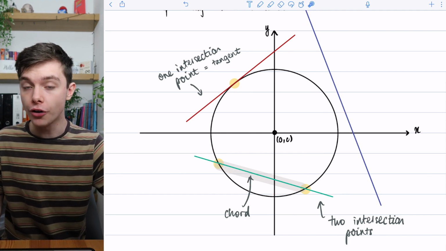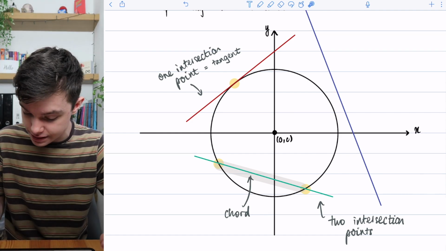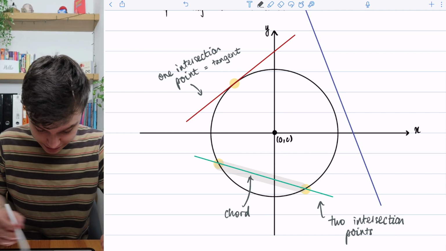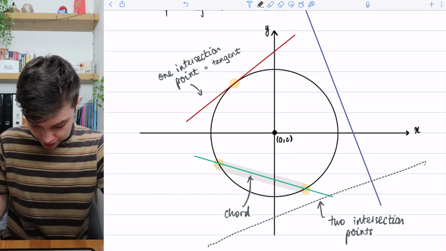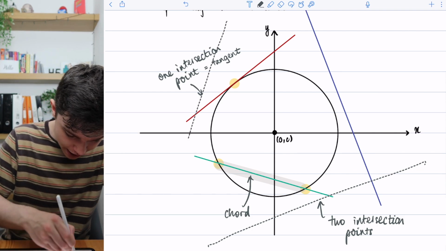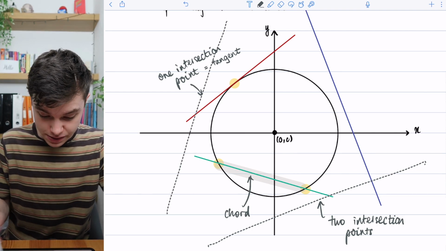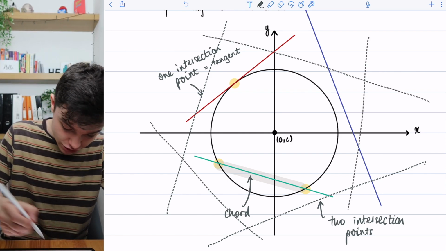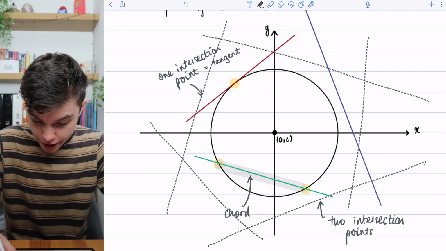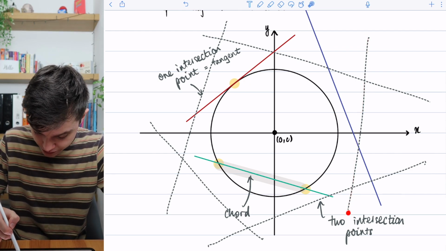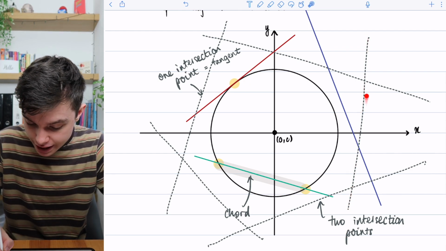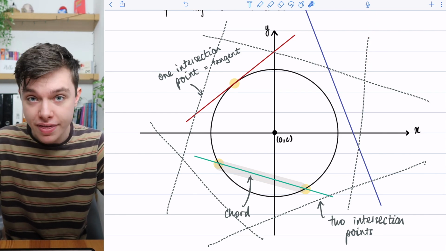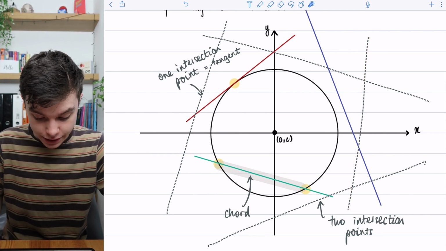And it's not just one straight line that it's never going to intersect. It's never going to intersect this straight line, or that straight line, or that straight line. Let's just look at this straight line. It's going to continue all the way down here and all the way up there, never going to intersect the circle.